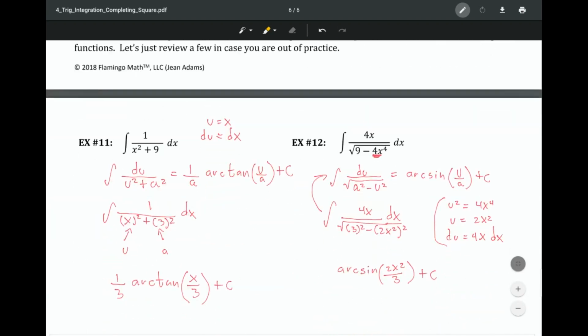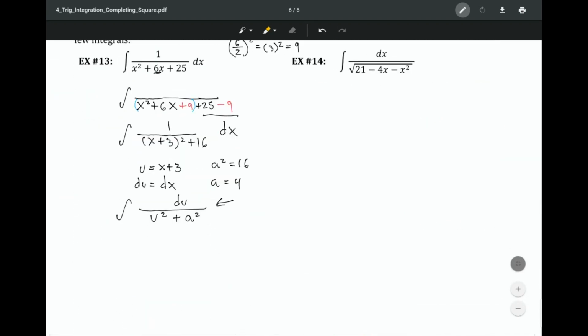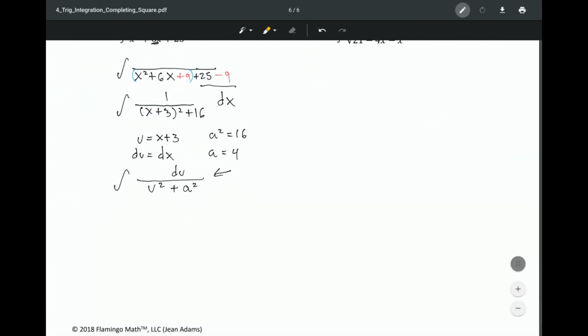All right, so now I'm going to be able to substitute all of that. So the answer for all of these is 1 over a. In this case, a is 4. The arctangent of u, which is x plus 3, over a, which is 4, plus c.